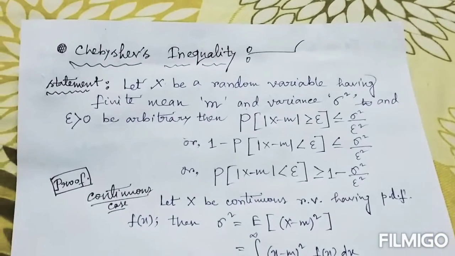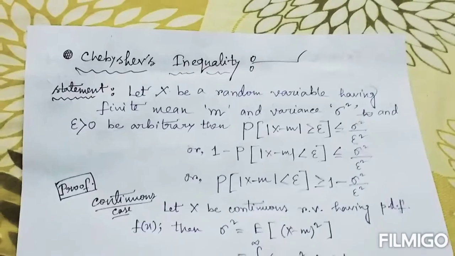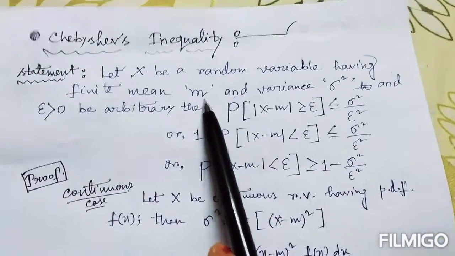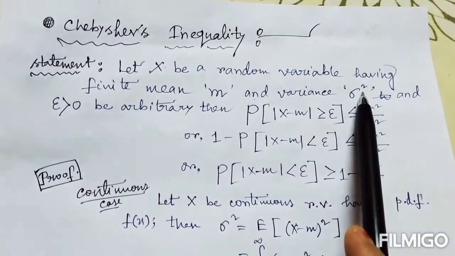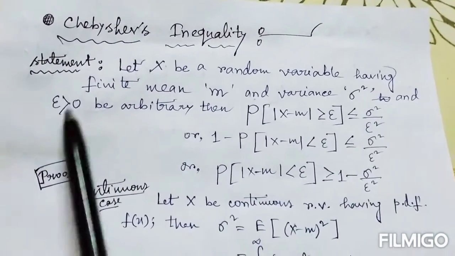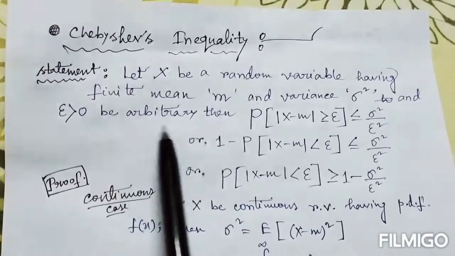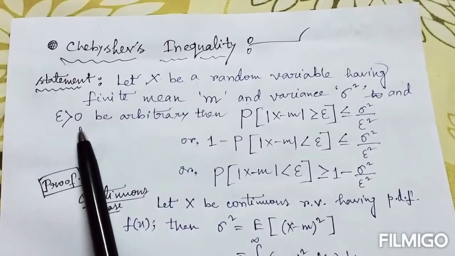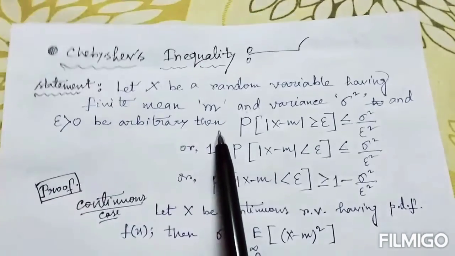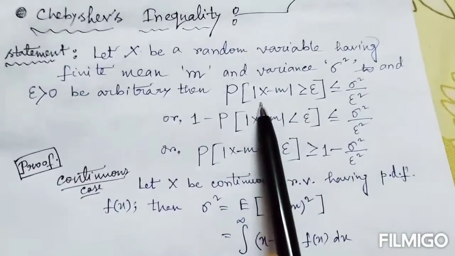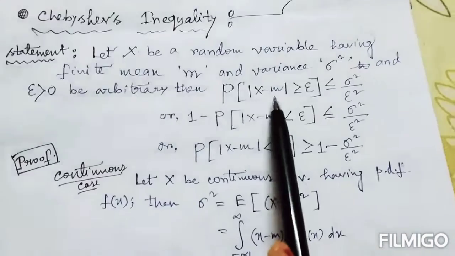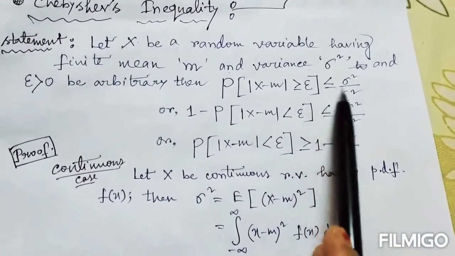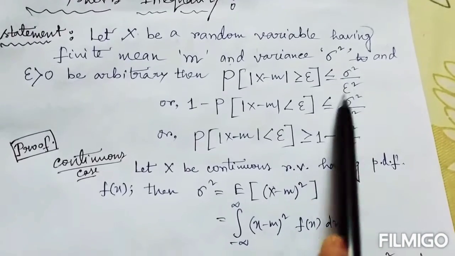Let capital X be a random variable having finite mean small m and variance sigma square, and epsilon greater than 0 be arbitrary small. Epsilon must be positive, that is greater than 0. Then probability of modulus of x minus m greater equals to epsilon is less than equals to sigma square by epsilon square.